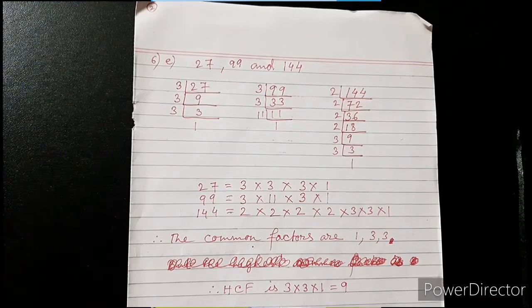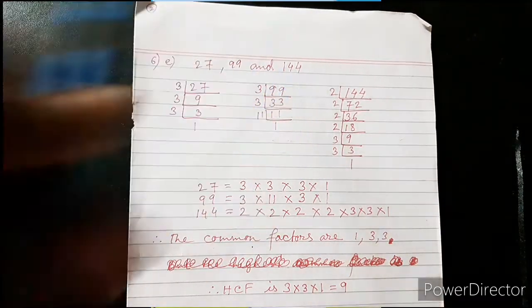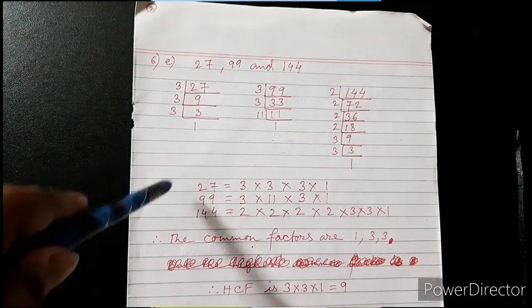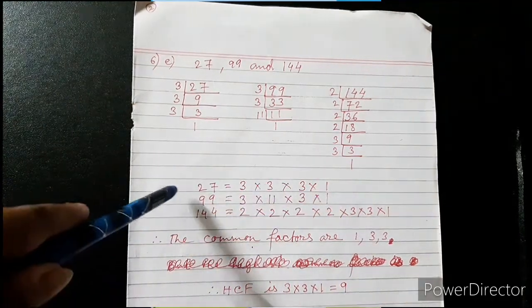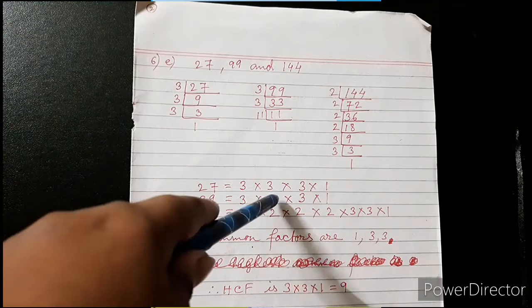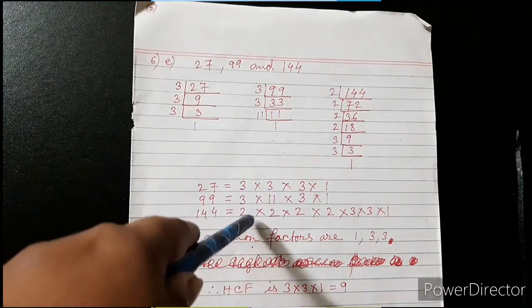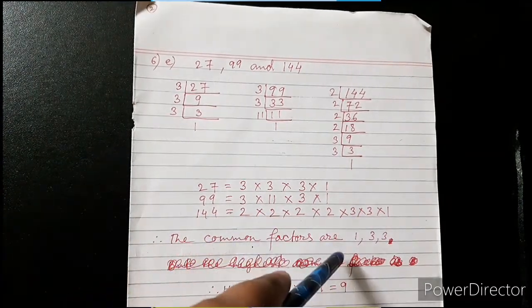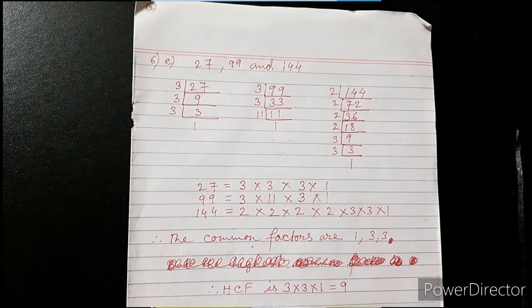Next sum, 6E. Find the HCF of 27, 99 and 144. First perform the prime factorized method. So the factors of 27 are 3 into 3 into 3 into 1. Factors of 99 are 3 into 11 into 3 into 1. Factors of 144 are 2 into 2 into 2 into 2 into 3 into 3 into 1. So the common factors are 1, 3, 3. Therefore, the HCF is 3 into 3 into 1 equal to 9.